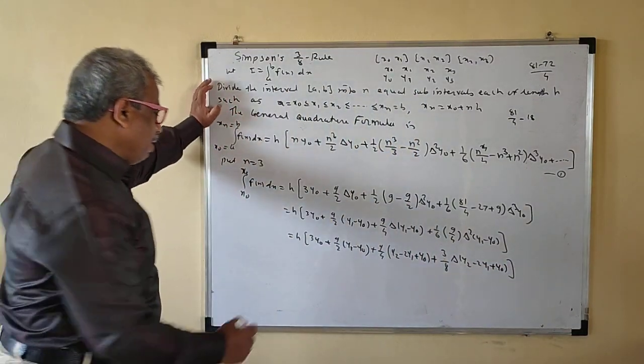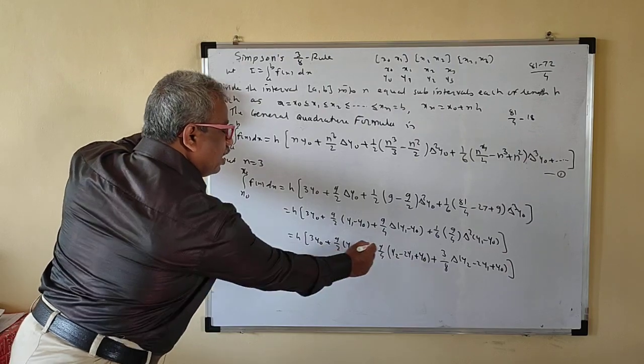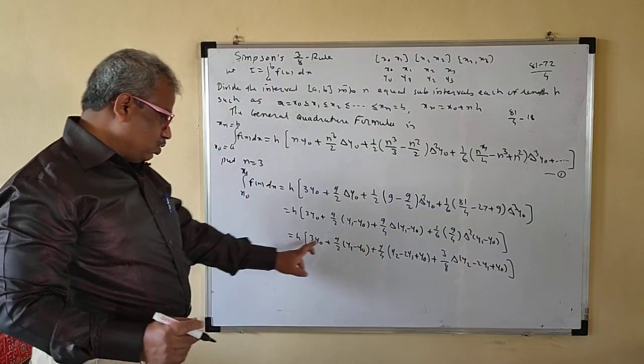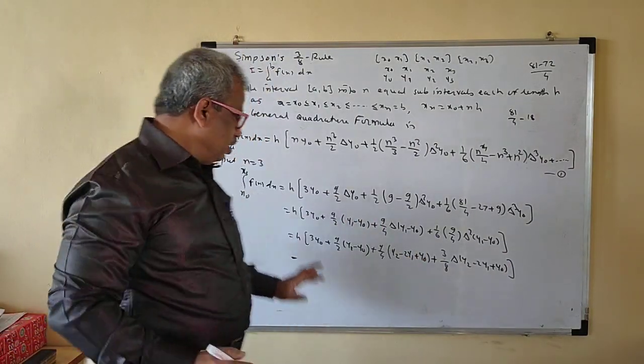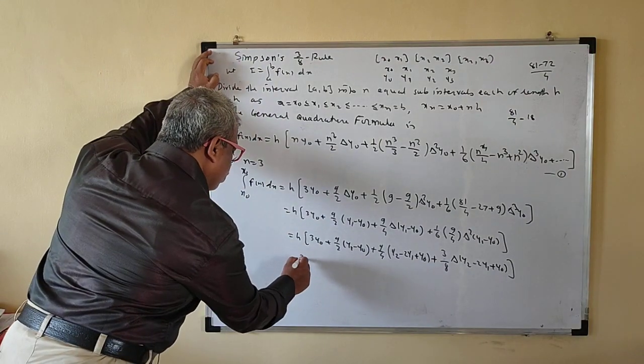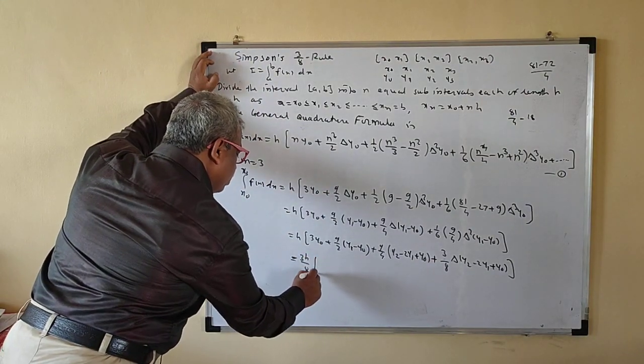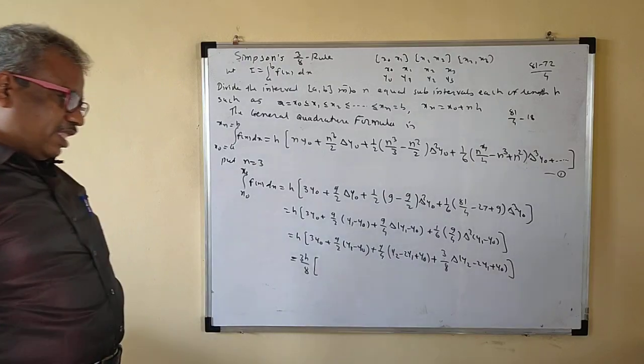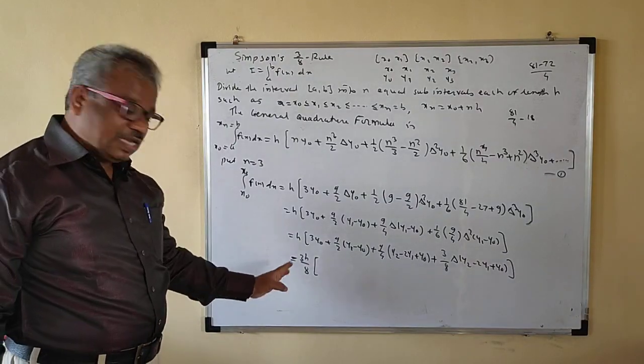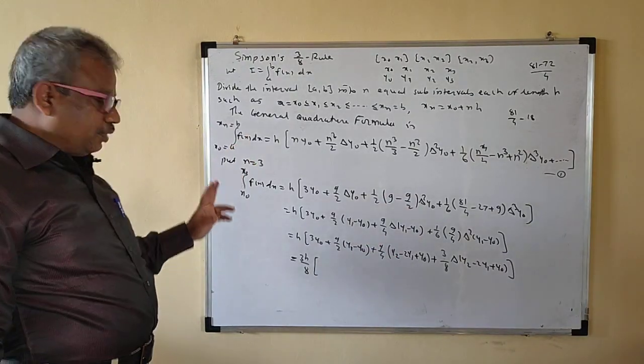Okay. So now I will take 3 common everywhere. 3 here, 3 there, 3 there. So I will take that 3h by 8 common now here. If you take 3h by 8 common, that means we have to multiply by 8 by 3.